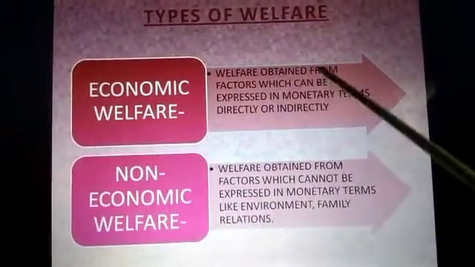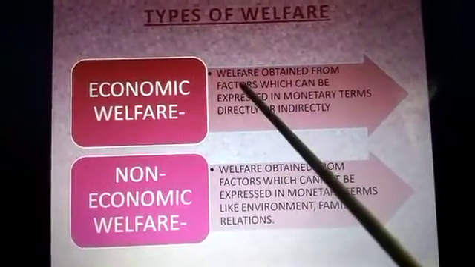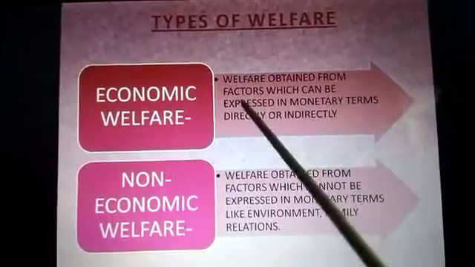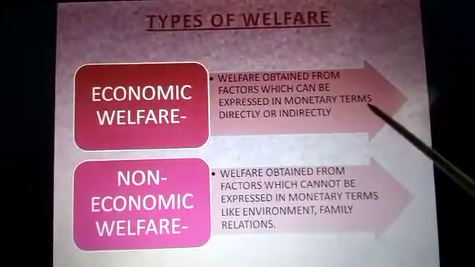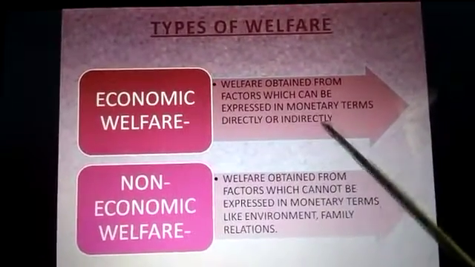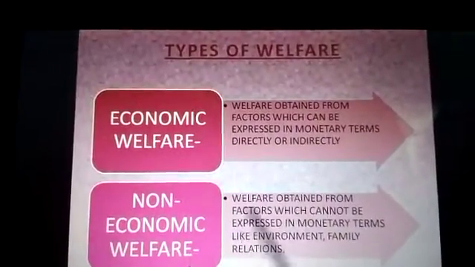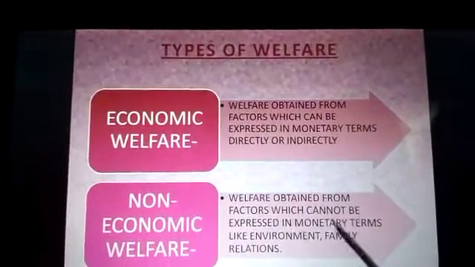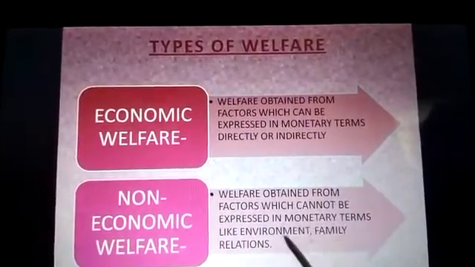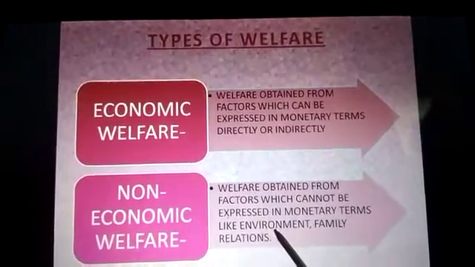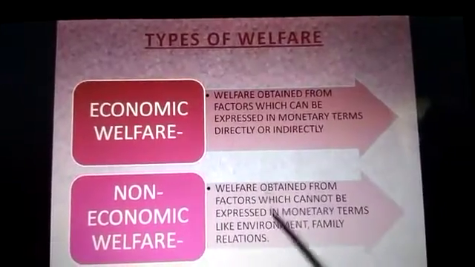Economic welfare is the welfare obtained from factors which can be expressed in monetary terms directly or indirectly, pen, apple, etc. Non-economic welfare is the welfare which he gets from non-monetary factors like environment, family relations, etc.